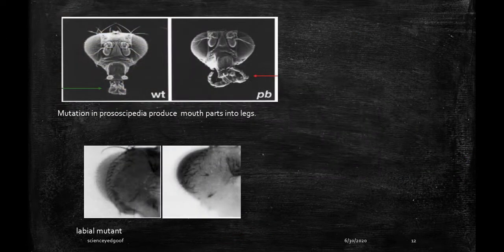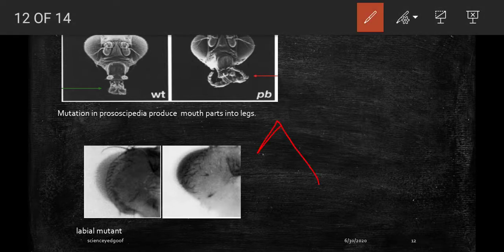And this is an example of a mutation in Drosophila, seen in adult flies, where the mouth parts are converted into legs, and this is a labial mutant.